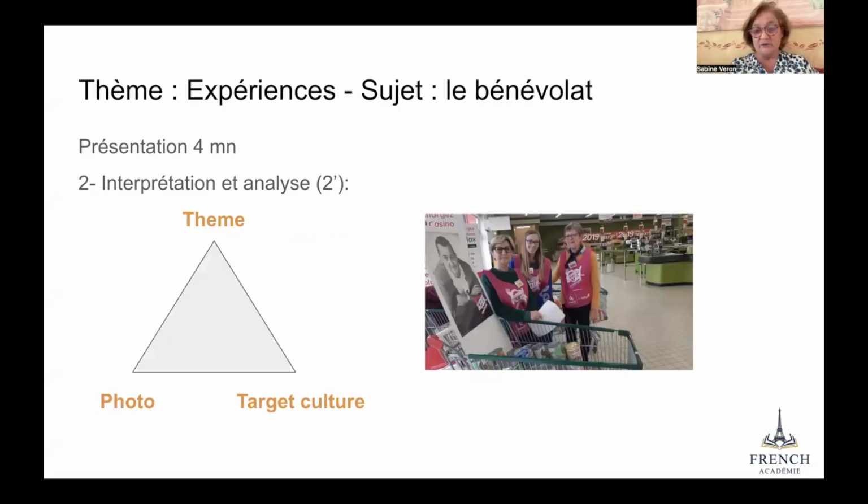I always refer for my students to that triangle. You need to refer to the theme, you need to refer to the picture, come back to the picture, and you need to refer to the target culture. So when you prepare your analysis, remember that triangle.